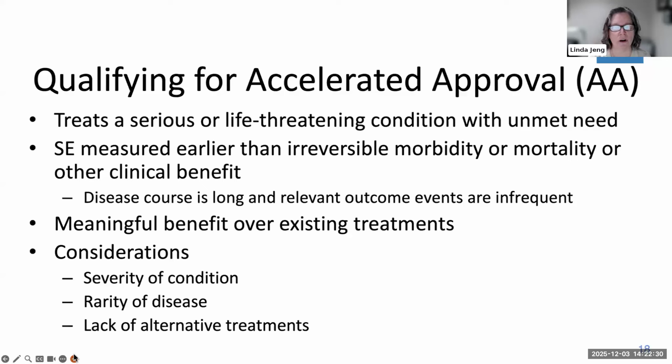And then if there are existing treatments, approved treatments, then you need to show a meaningful benefit over those existing treatments. Several considerations go into consideration when you're talking about whether accelerated approval is appropriate or not. The severity of the condition, the rarity of the disease, and the lack of alternative treatments all are weighed in on deciding whether accelerated approval is appropriate.